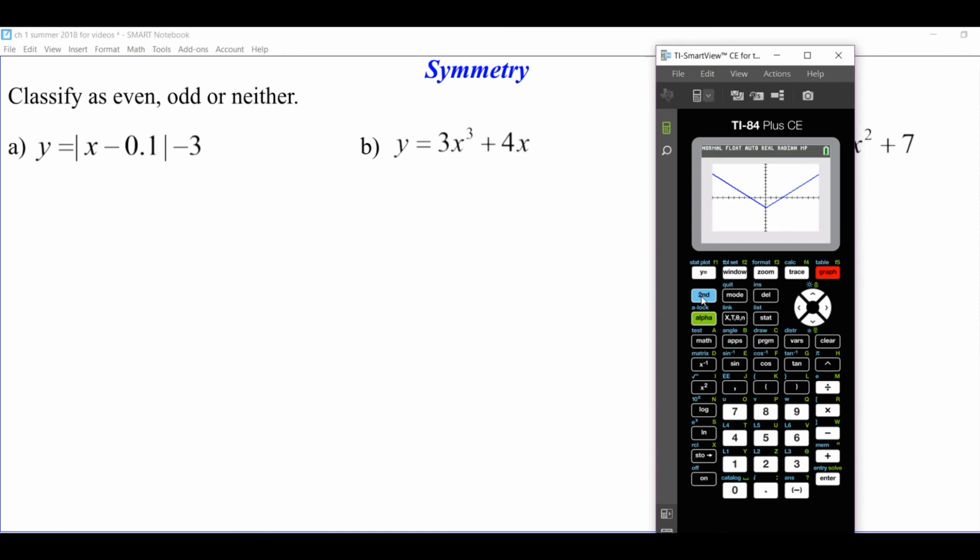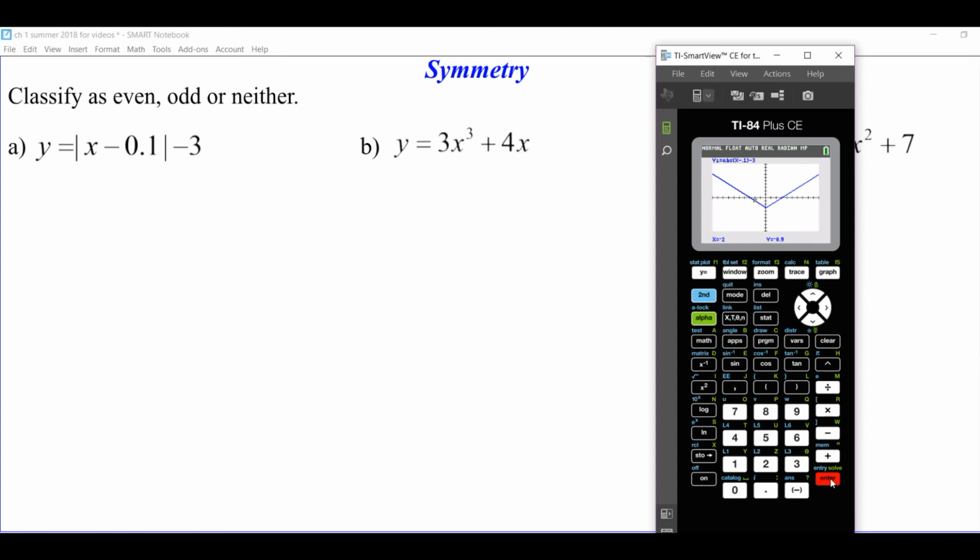So remember, for an even function, opposite values of x should give you the same y value. So I'm going to go second trace value here, and I'm going to pick an x value to put in. I'm just going to use 2. I can really use any value that's on my window there. So when I put in x equals 2, I get a y value of negative 1.1. So that means when I put in x value of negative 2, I should get exactly that same y value, and I'm not getting the exact same y value.